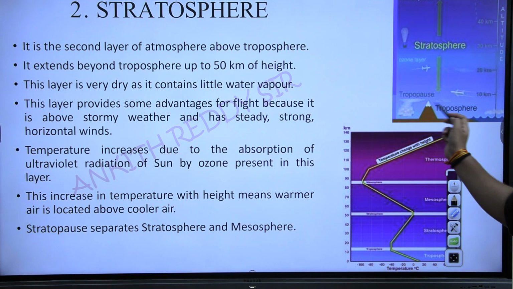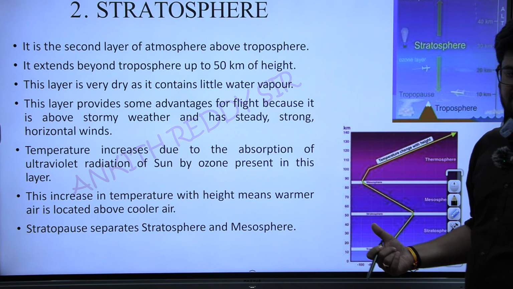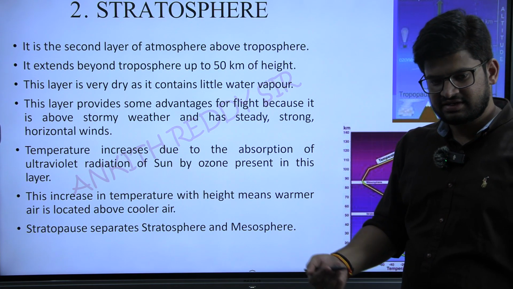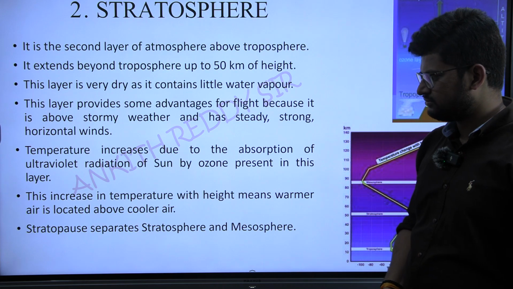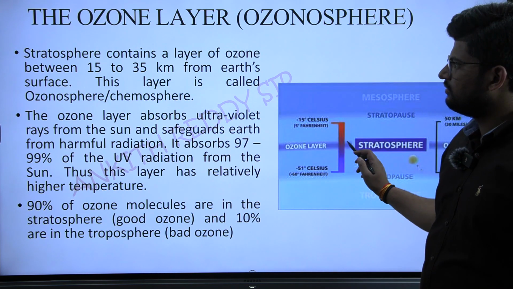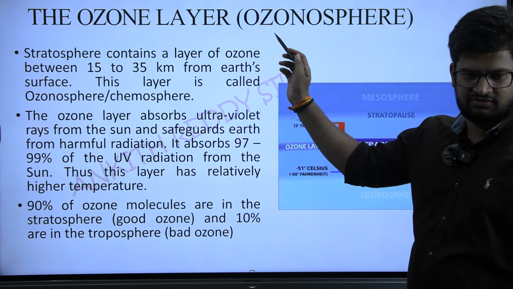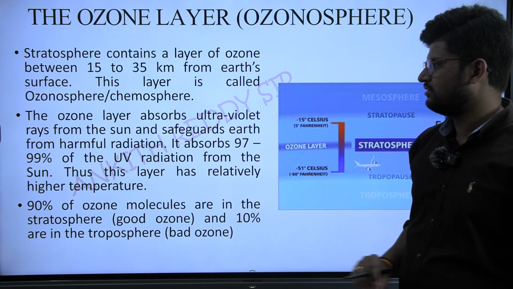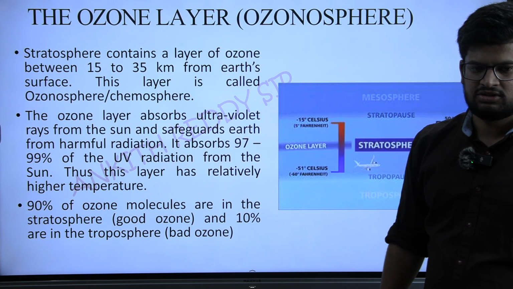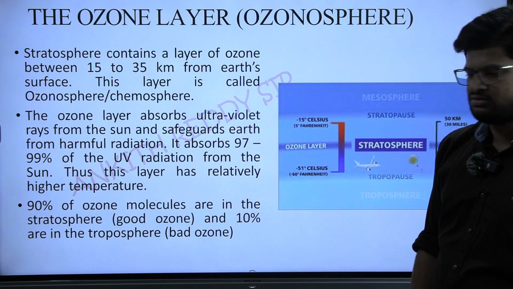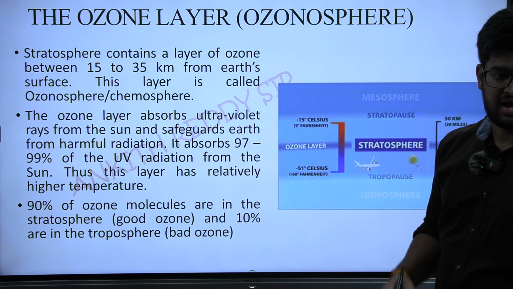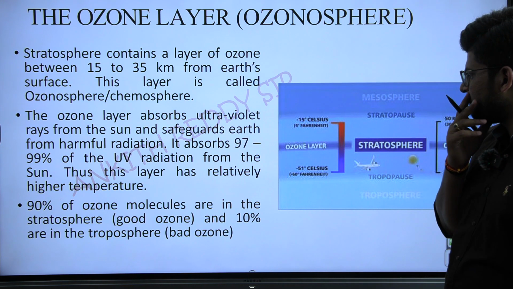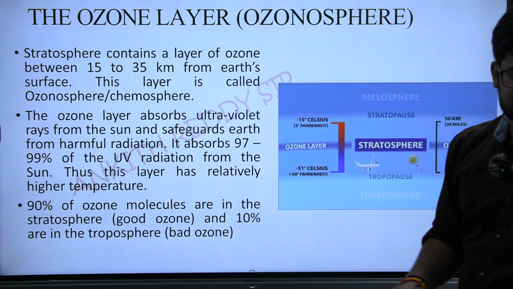Ozone layer. So the ozone layer will absorb the UV radiation, and because of that, the temperature increases in the stratosphere. You can see the ozone layer, which is around 15 to 30 kilometers, in this region, and the ozone layer absorbs UV rays.